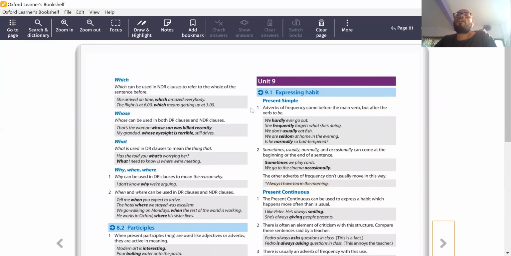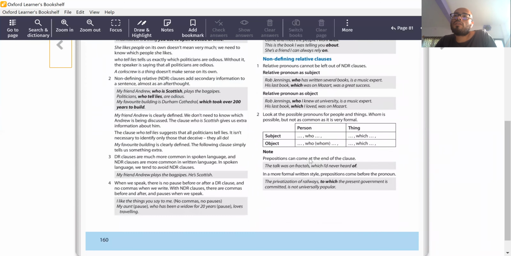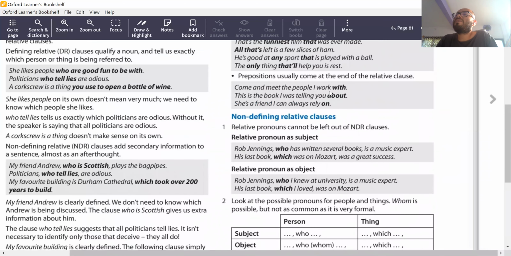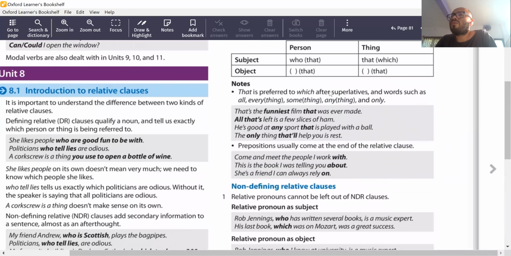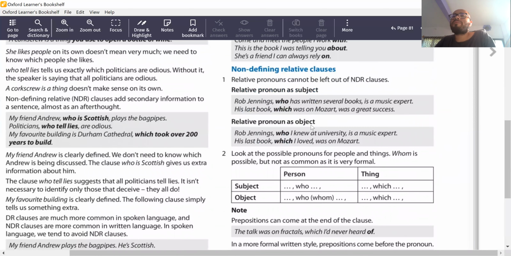All right, then, well, we have the non-defining, especially when it is written, because in spoken English you can't make the difference. Yeah, it's a little bit complicated to make the difference, especially when written you make the difference, no? Rob Jennings, who has written several books, is a music expert. His last book, which was on Mozart, was a great success.